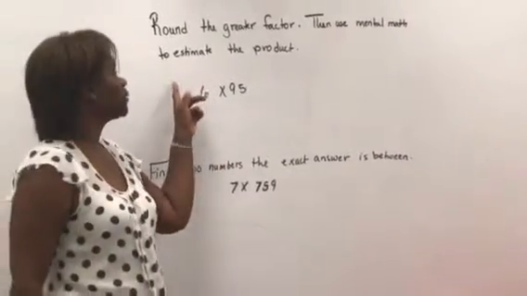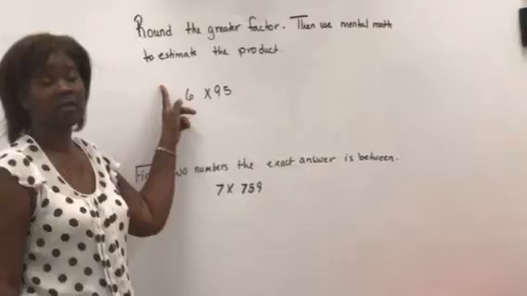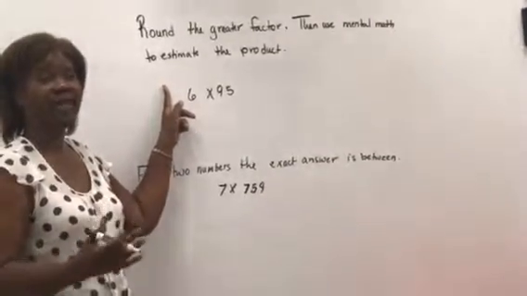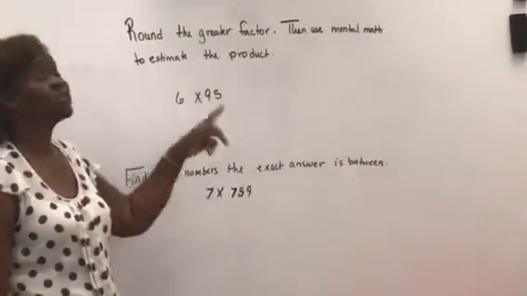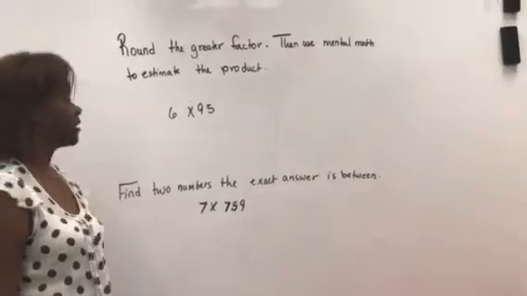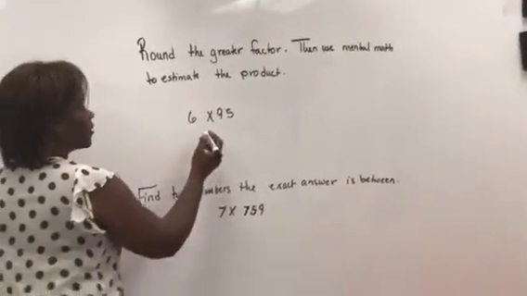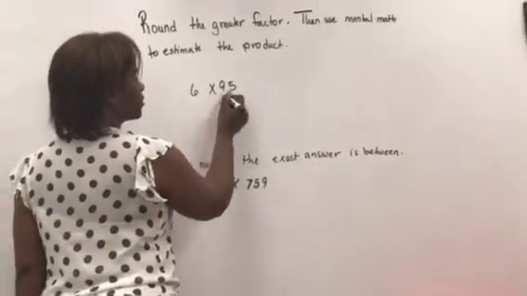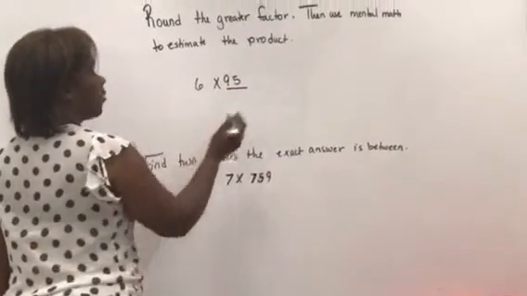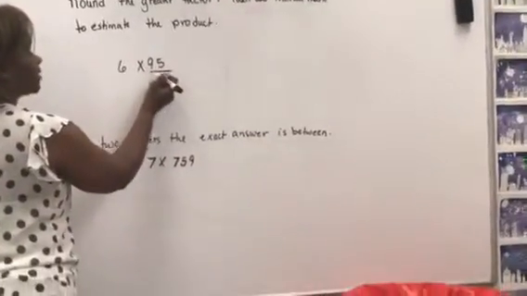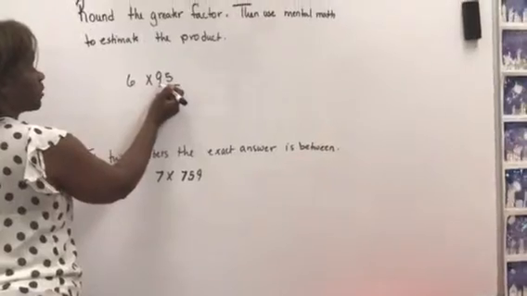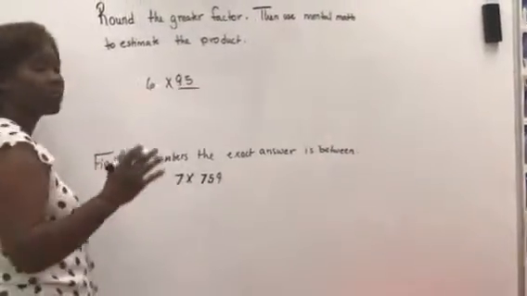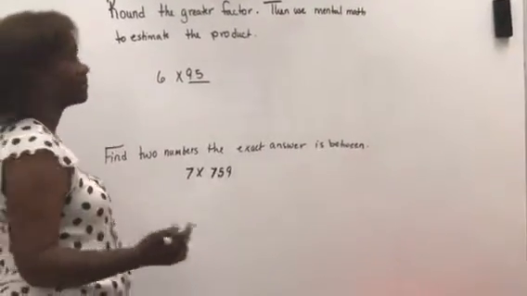The first one that we're going to take a look at is rounding to the greater factor, and then using mental math to find the product. So when we do that, we're going to go ahead and look at the greater factor, which is 95. We're going to look at the digit right next to the number that is at its largest point. In other words, we're rounding it to its greatest place value.